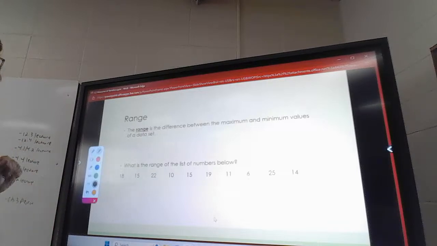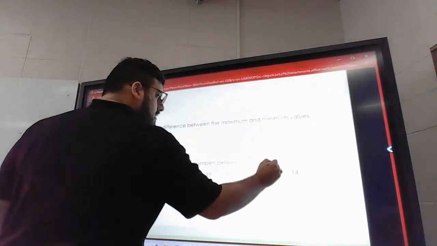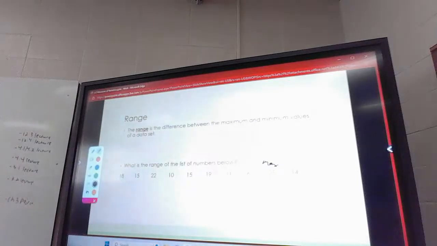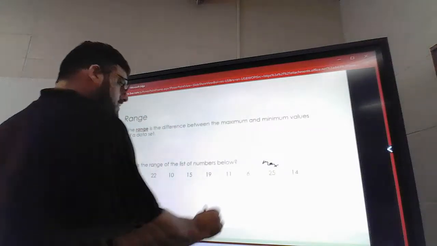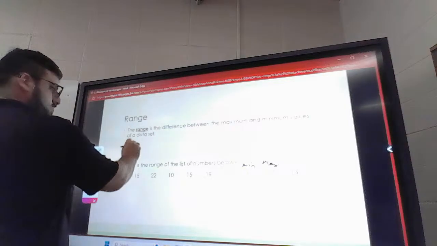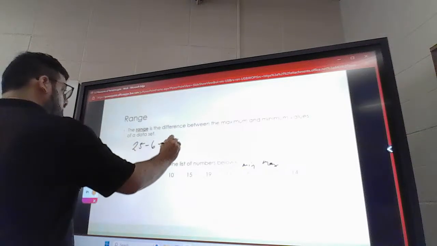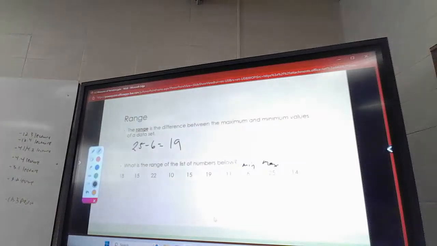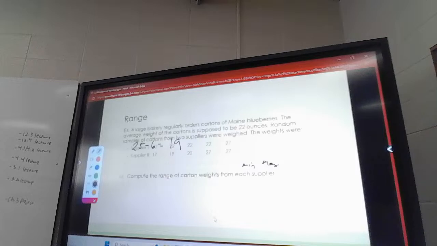But looking at this list of numbers, it looks like my largest number is 25. It looks like my smallest number is 6. So my range is going to be 25 minus 6, which is 19. That's all you're doing. Take your largest value minus your smallest value.